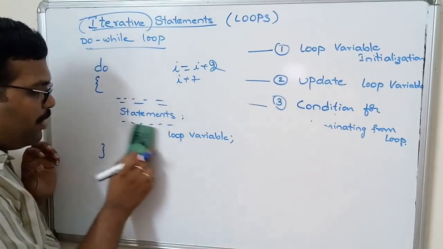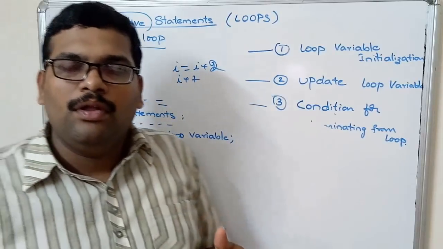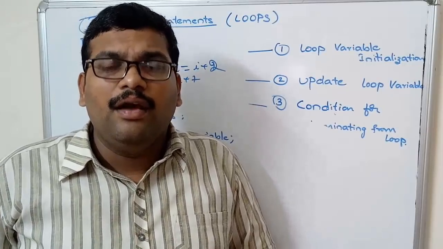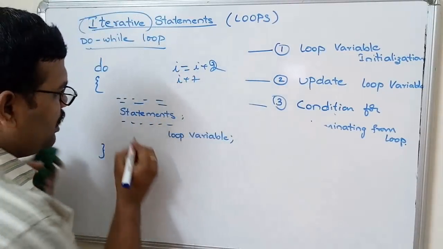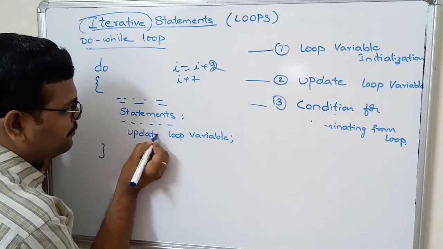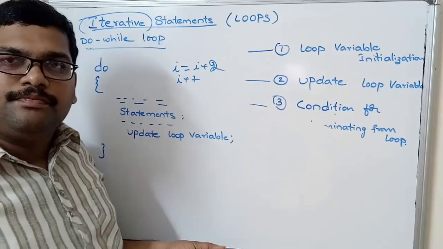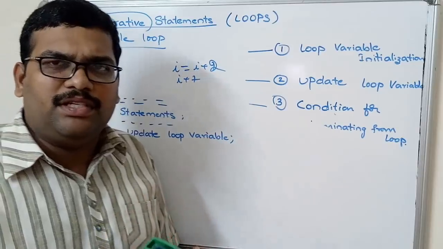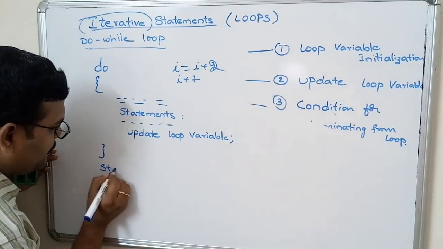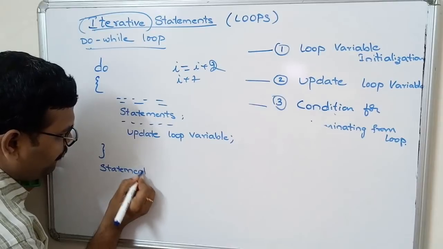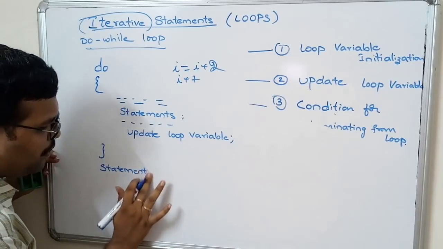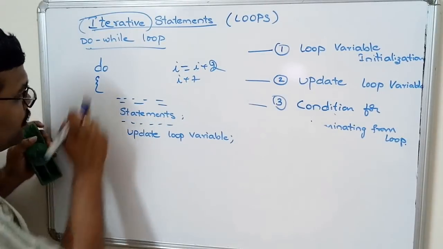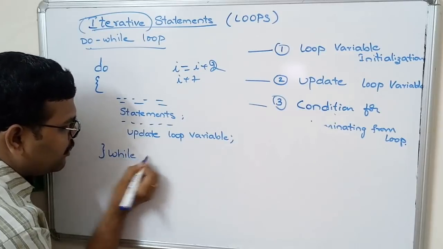So here we have to update the loop variable. Not by 1, it may be by 2 or by 3. Anyway we have to update the loop variable. So simply we can write update the loop variable. It may be updated by 1 or 2 or 3, any number of ways, right? So here also, now you have to check the condition.